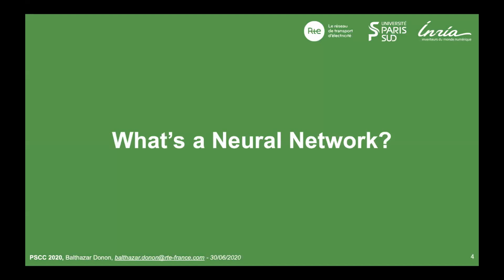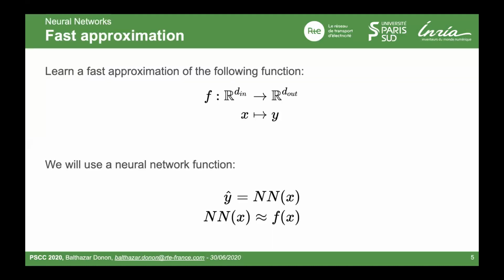So first of all, what's a neural network? I'm pretty sure most of you already know some basics about it, but just to be sure, let's say that you want to learn a fast approximation of some function f that maps vectors of dimension d_in to vectors of dimension d_out. Why would you need a fast approximation? Because in some cases, this function f can be pretty expensive to compute. For instance, in the AC power flow problem, you need to solve a full optimization problem just to get the y that corresponds to a certain x. So we will use a neural network function, which we call NN of x.